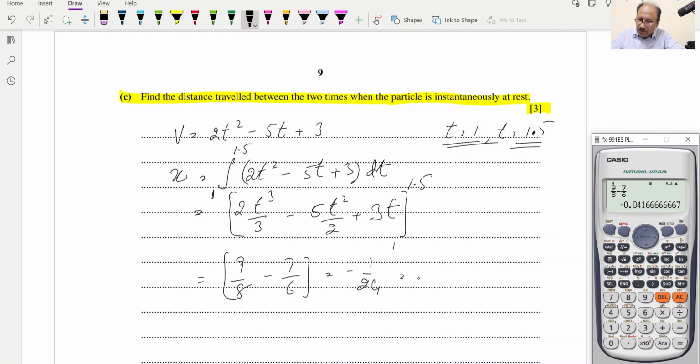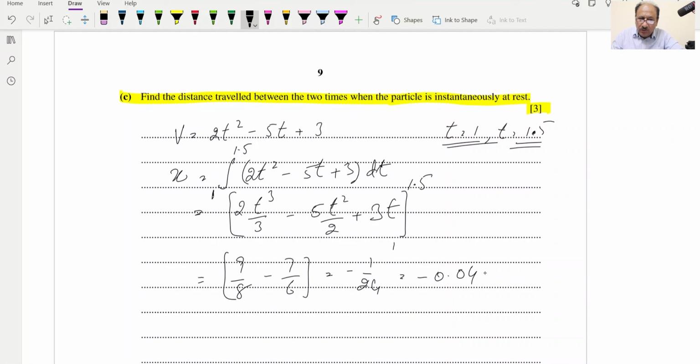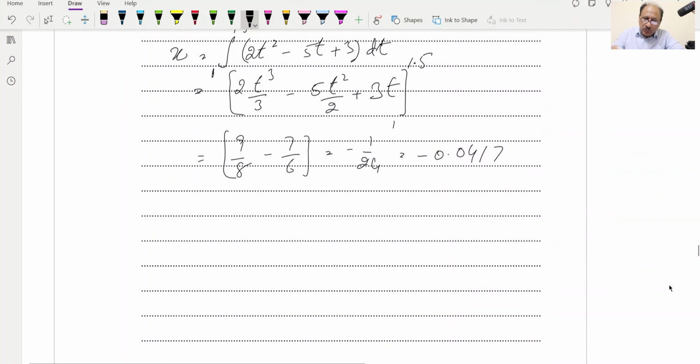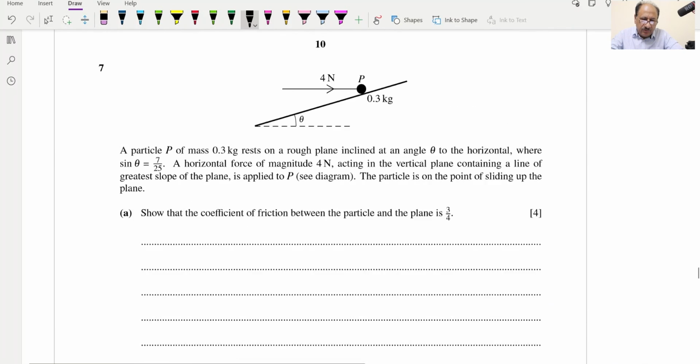0.041666. So minus 0.0417 we can write. So this will be the distance, and distance cannot be negative, so distance we will write distance is equal to 0.0417. This will be the positive value which we'll be writing over here. And now we can move to the next question. This is done. Next question is 7.